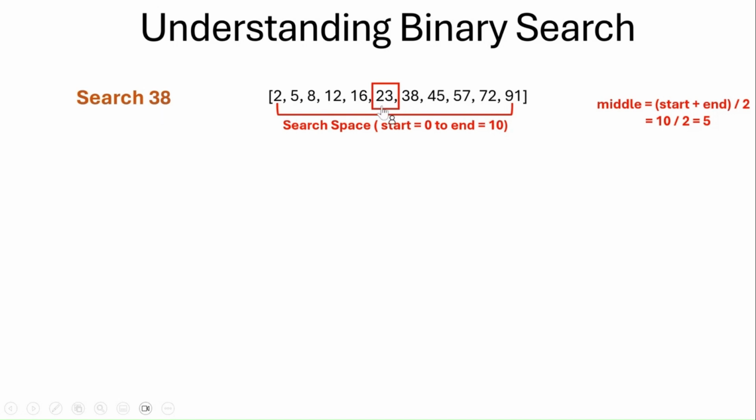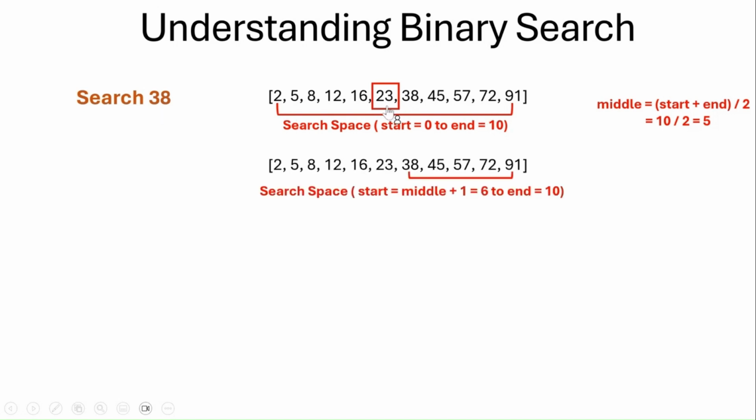Now 38 is greater than 23. So the new search space where we will try to find 38 is start equal to middle plus 1, which is 6, to end 10, because the middle element was 23 and 38 is greater than 23. So we are checking on the right side of the array where greater numbers are present.